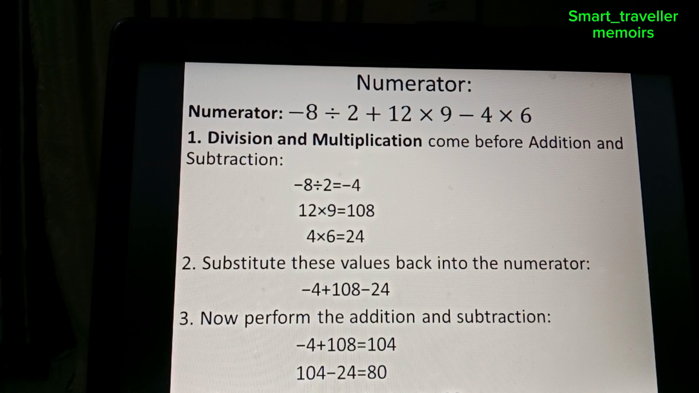Now perform the addition and subtraction in the order that they occur. We have 104 minus 24, and the answer becomes 80. So the numerator evaluates to 80.